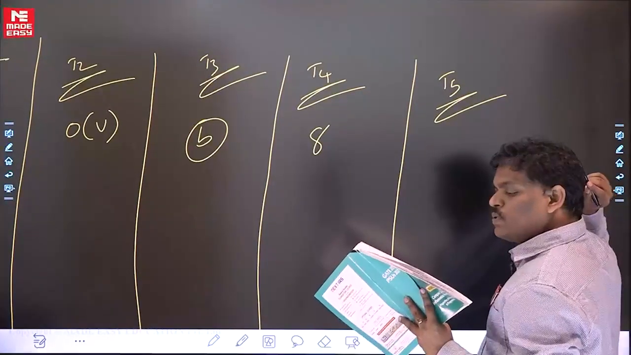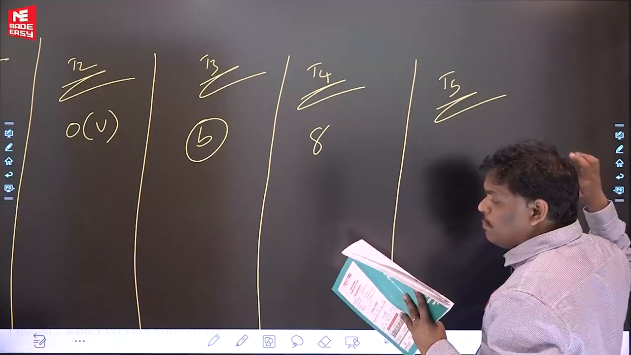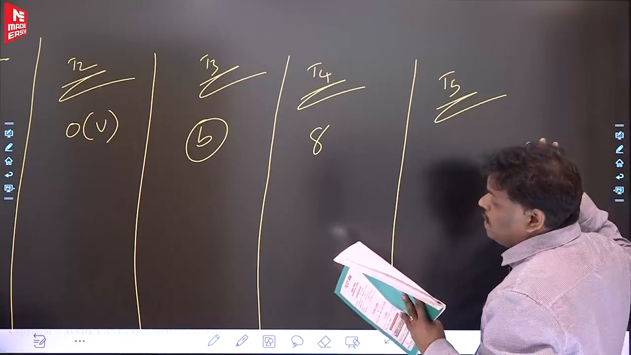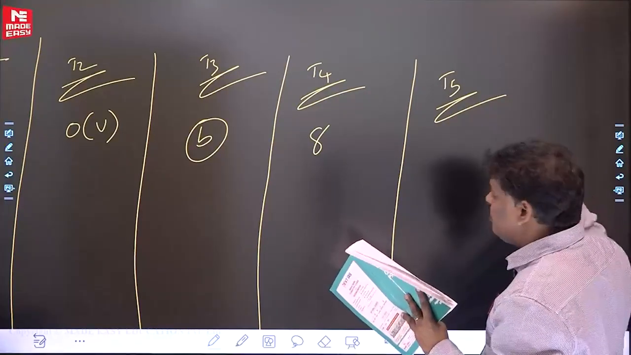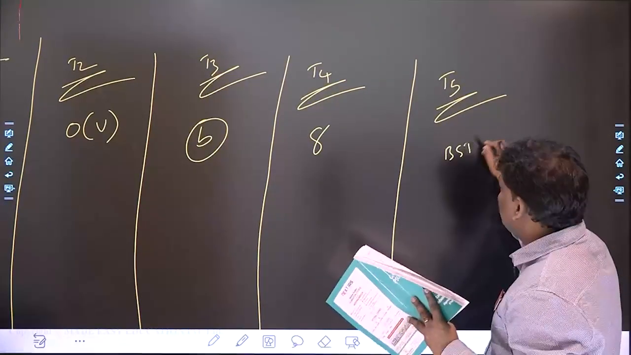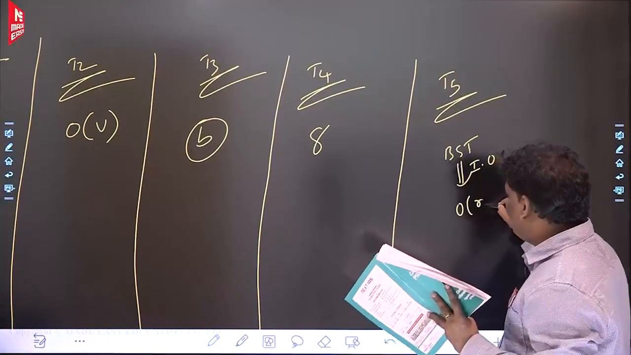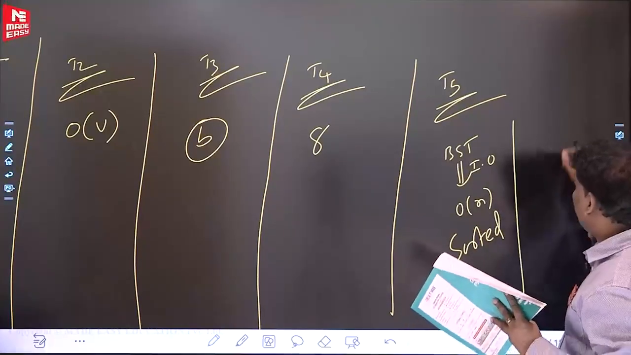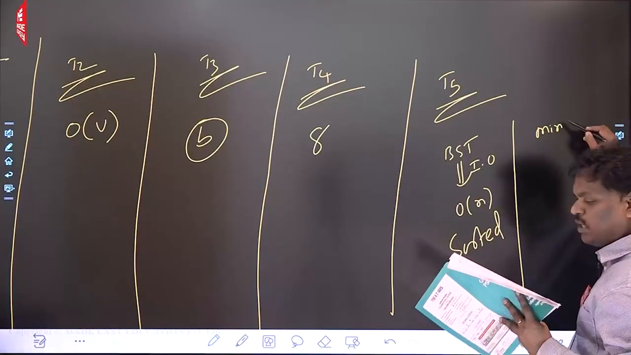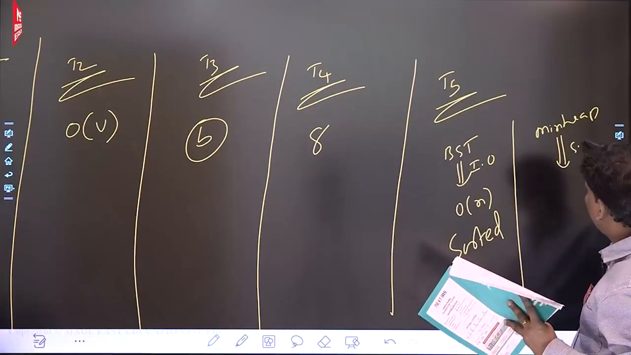T5. A BST is given and you want to find the sorted order: apply in-order traversal, which will take order of n time and give the sorted order. One more case, min heap or max heap, whatever it is. If you want to get the sorted order, what is the answer?